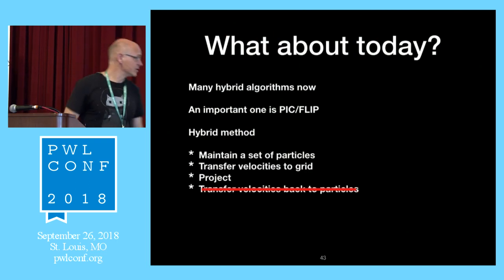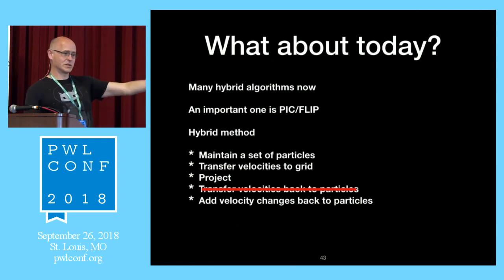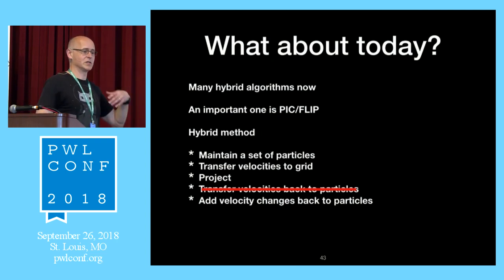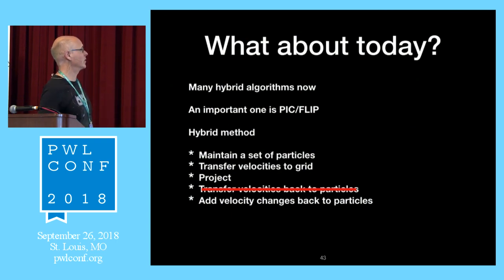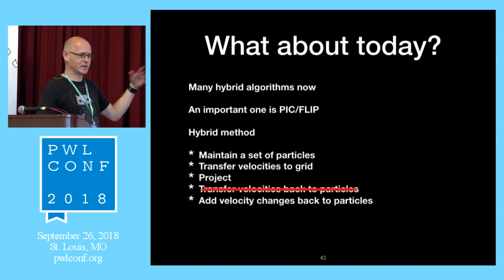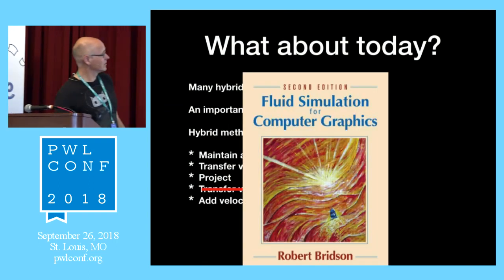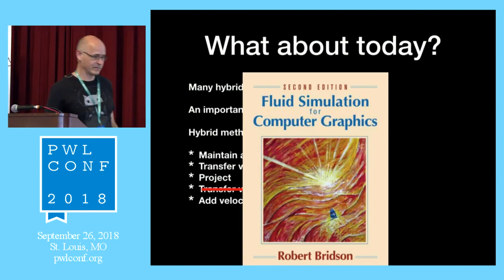So there's a little trick you can do, and there's variations of this, where you actually don't bring the velocities back from the grid, but you bring the changes that you made on the grid back to the particles. Or you can blend them in various ways. And this is actually, I think, maybe the primary method that's used these days. It works really well, produces fantastic quality results. Not a paper this time, that's in this book. Bridson is the key guy.